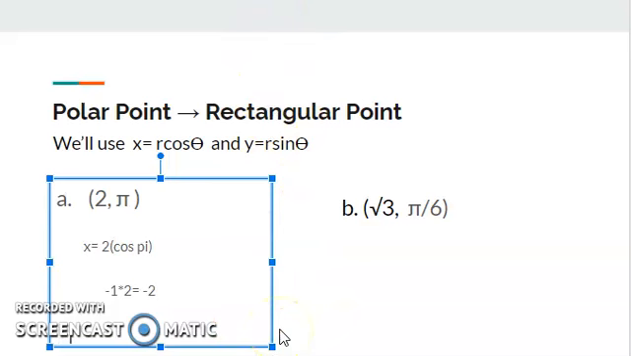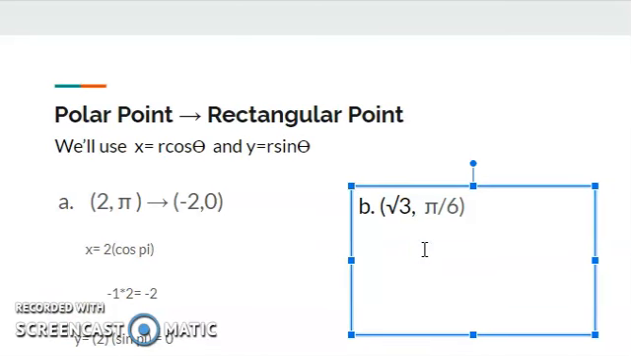And then our y is going to be equal to r sine theta. Our r is 2 in this case, and our theta is pi. So sine of pi equals 0. And you multiply that by 2, and you get 0. So basically, when we convert this to a rectangular point, it's going to be (-2, 0).